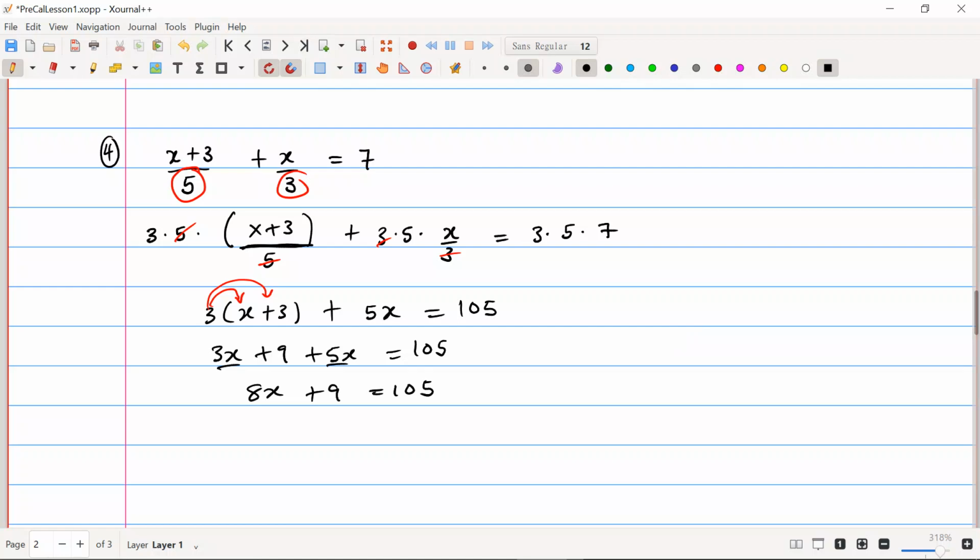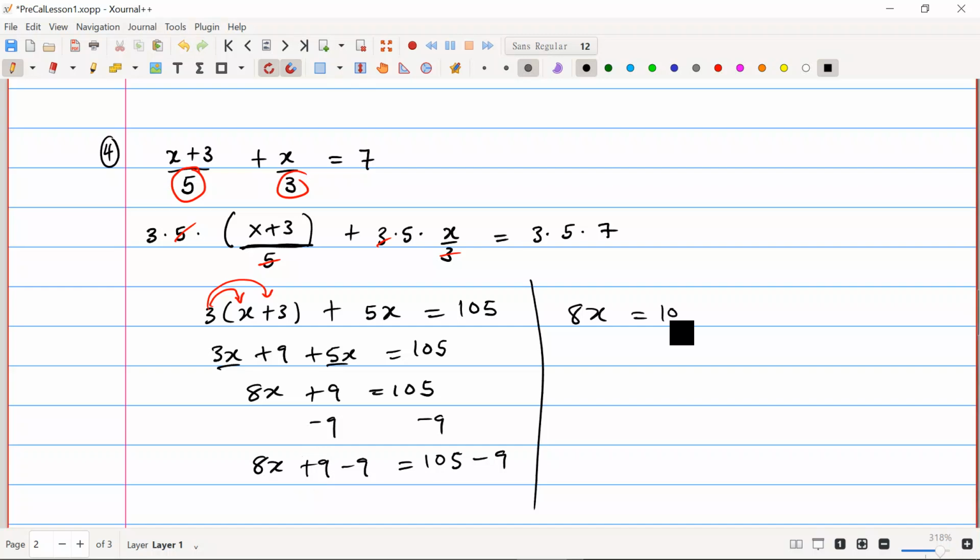Okay, but I have 9 there, so what I can do is subtract 9 from both sides. Now I have 8x plus 9 minus 9 equals 105 minus 9. When I do that, I'm going to have 8x, because these two will cancel, because minus 9 plus 9 is 0, right? 8x equals 105 minus 9, and that's going to be 96.